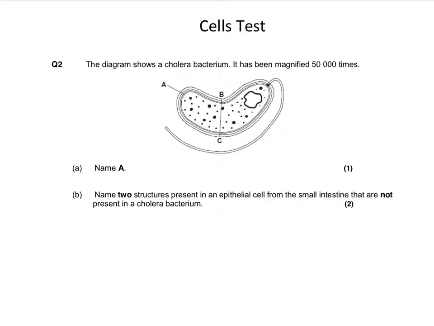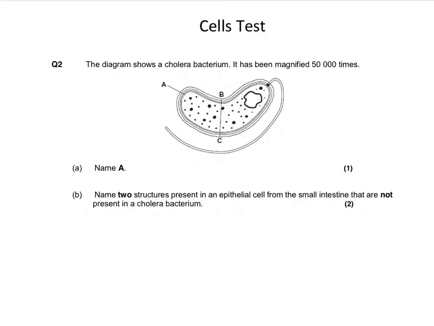Okay, the next question, question 2, is looking at a bacterium, so we're talking about prokaryotic cells here. It gives you some information. 2A, it says name A, and these are always a bit difficult. You've got to really look at the line very, very carefully. Okay, so looking at the line going to A, it's going to the interior wall, so that will be a membrane basically, and it will be the cell or the plasma membrane.